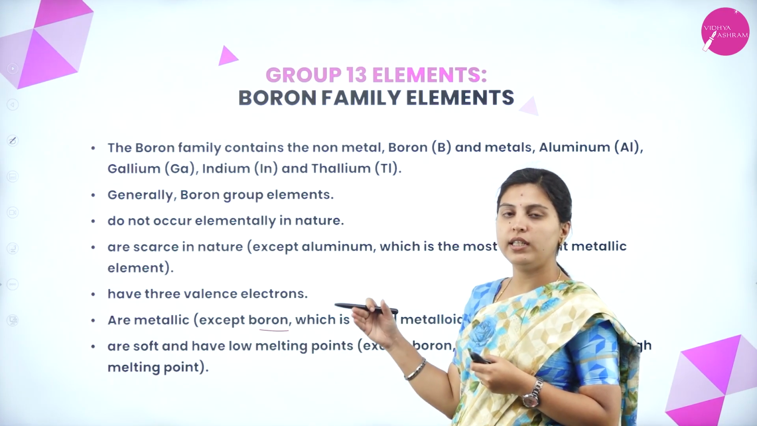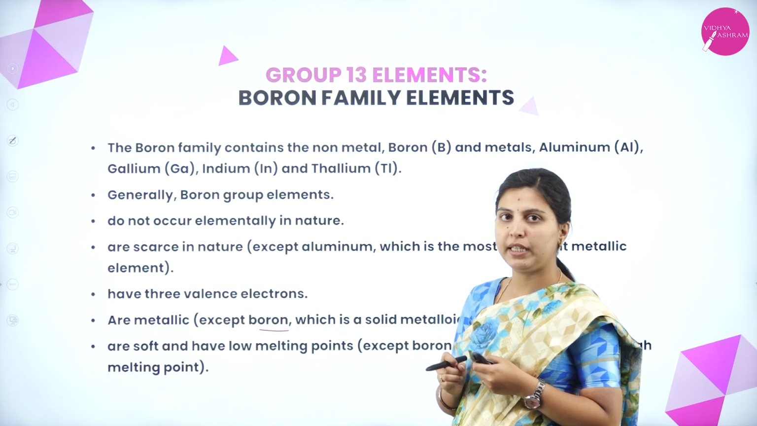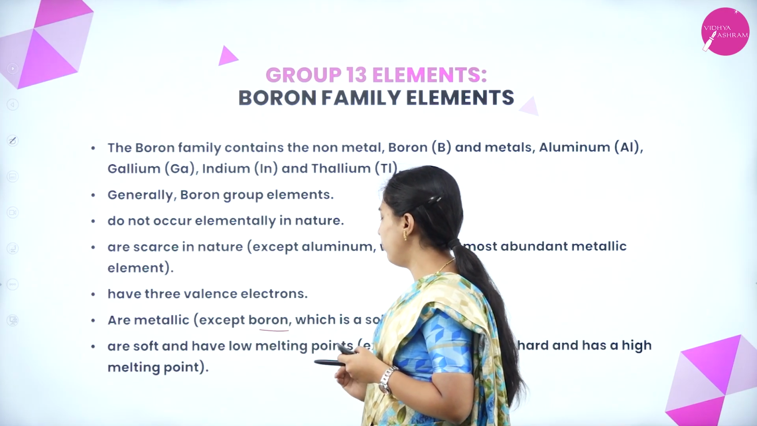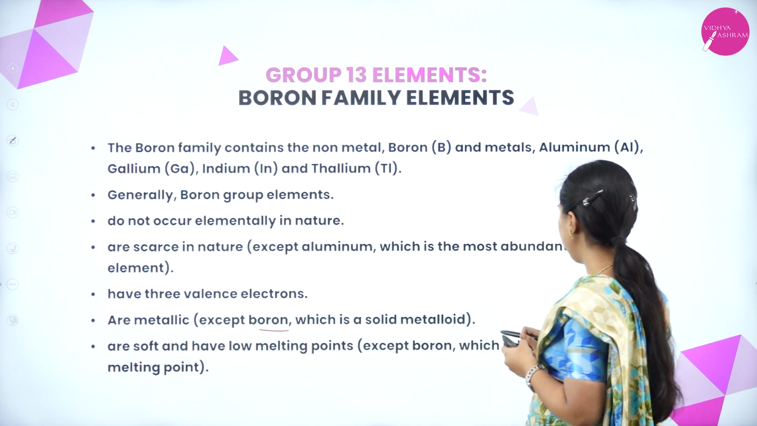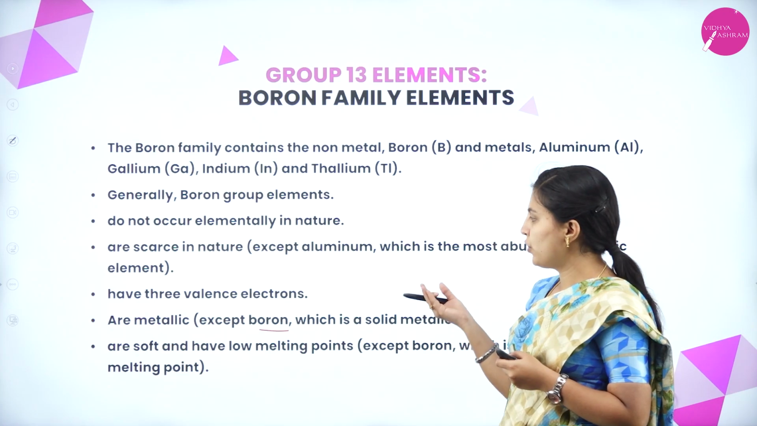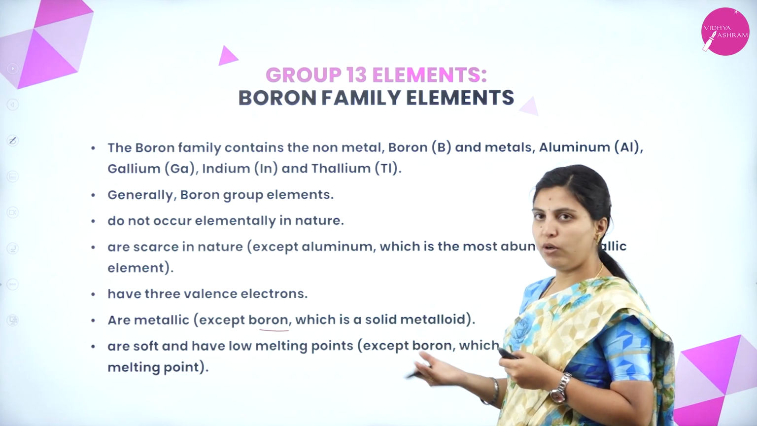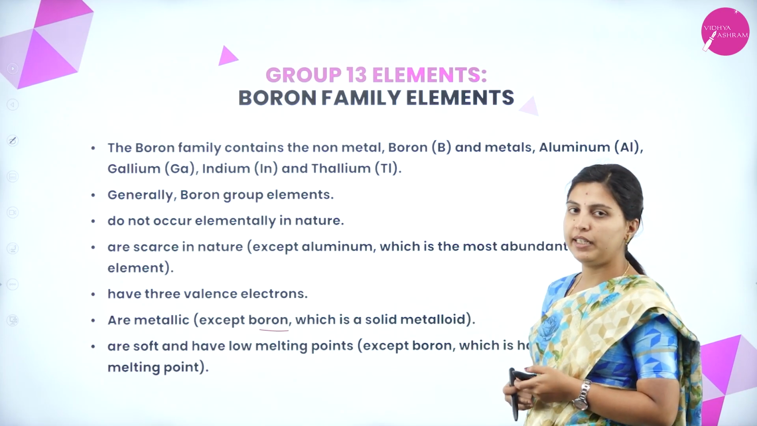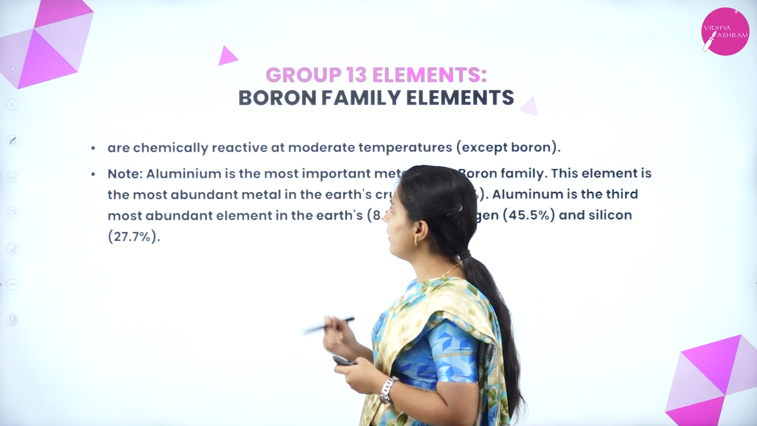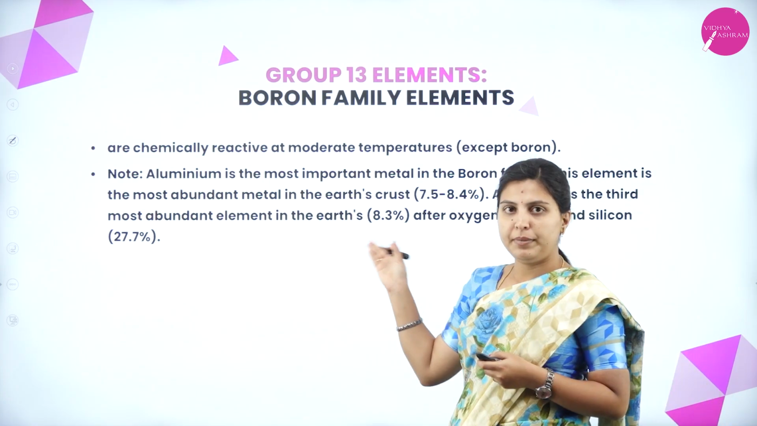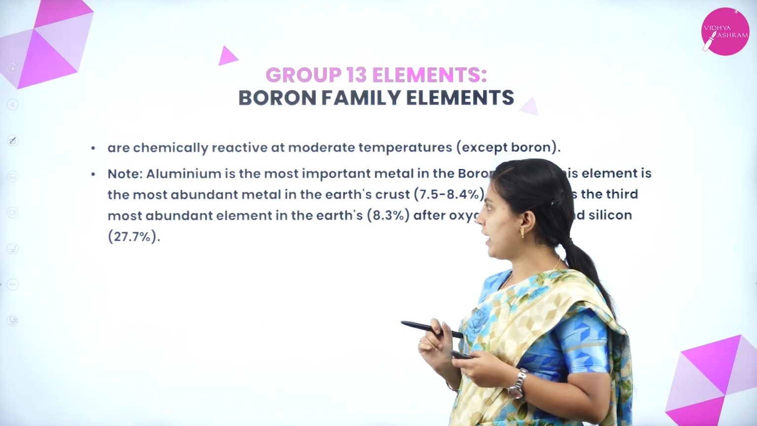Except boron, all elements present in the boron family are metallic in nature, soft, and have low melting points. Boron is very hard and has a high melting point. And they are chemically reactive at moderate temperature, except boron. Because boron is a metalloid, it has exceptional cases.